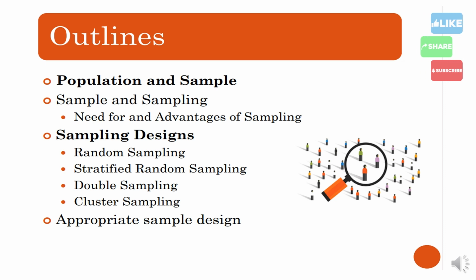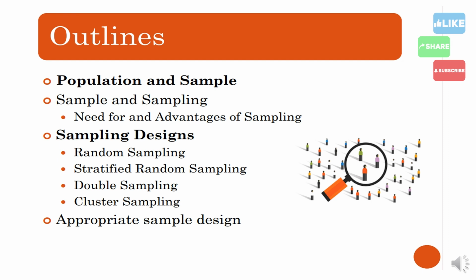Now, what is the outline of this chapter? In this, we will discuss the population and sample. After the sample and sampling, then the need for and advantages of sampling. After that, there is sampling design. In this, we will discuss different types of sampling design, and then the appropriate sample design at the last.